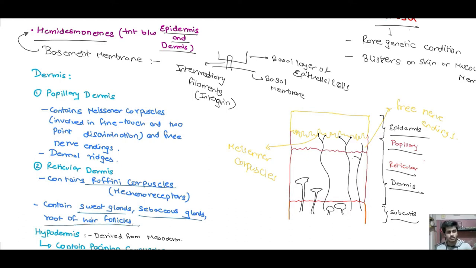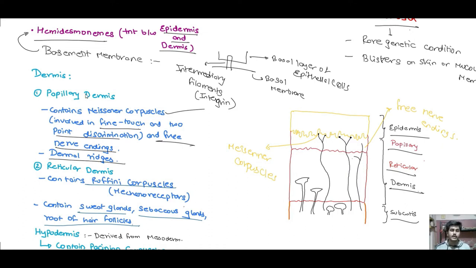So we'll be discussing all of the types of the somatosensory receptors very soon. As I mentioned, the papillary dermis contains the Meissner's corpuscles involved in fine touch and two-point discrimination, and has the presence of the free nerve endings. That is, due to the fine touch, it has two-point discrimination, that is, it has the ability to sense the smallest change present in our body. And it also has the presence of the dermal ridges.